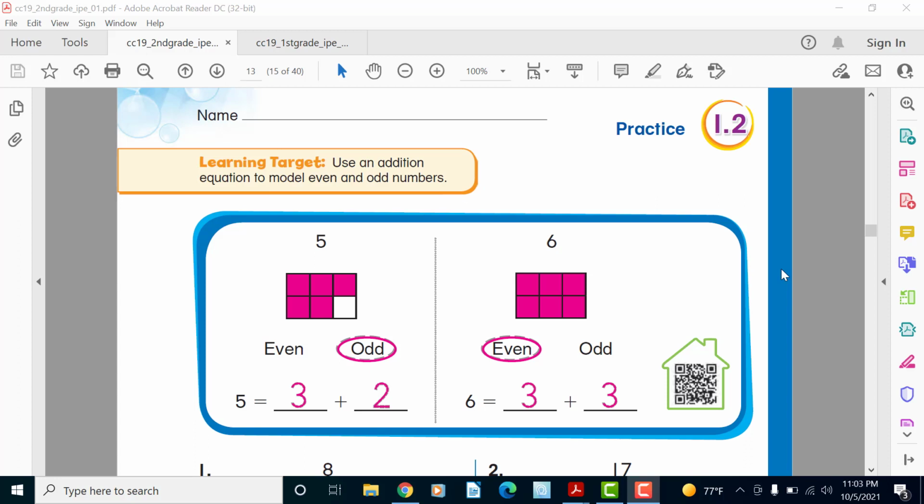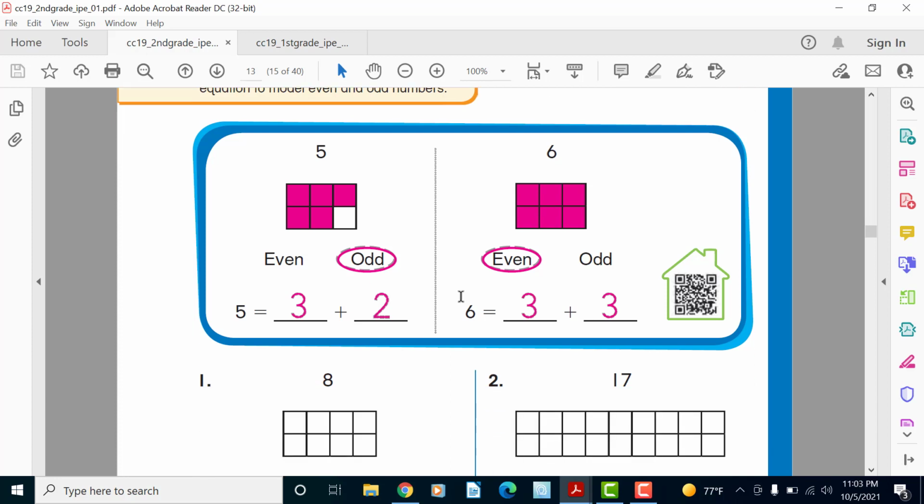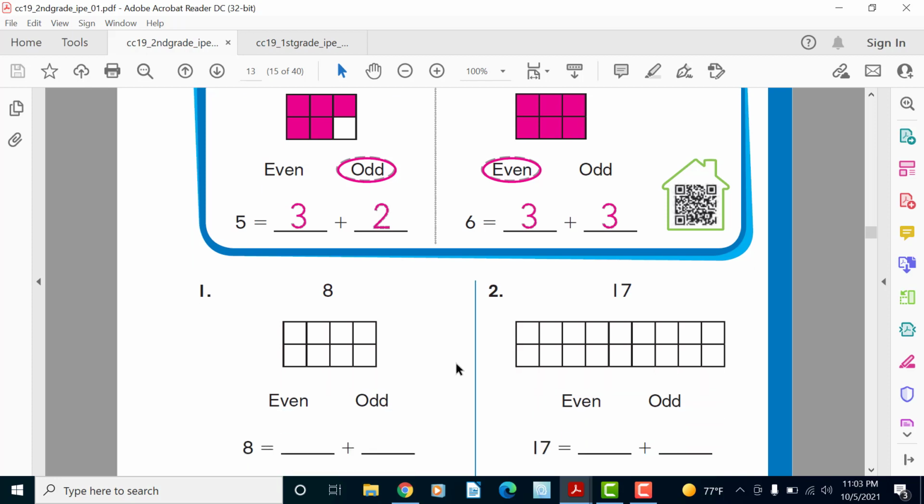All right, Junior, John, Mark, and Joel, we're going to finish off a little practice from the last lesson with even and odd numbers using an addition equation to model them. And remember, as you do these, let's take a look at number 2. When you're writing your addition equation for number 2, you're not going to be writing 16 plus 1. You want to get as close to a double as you can.